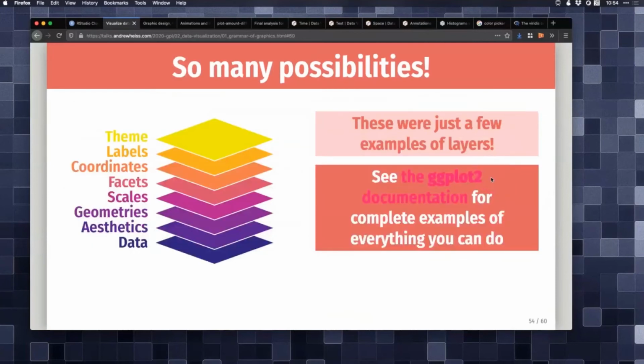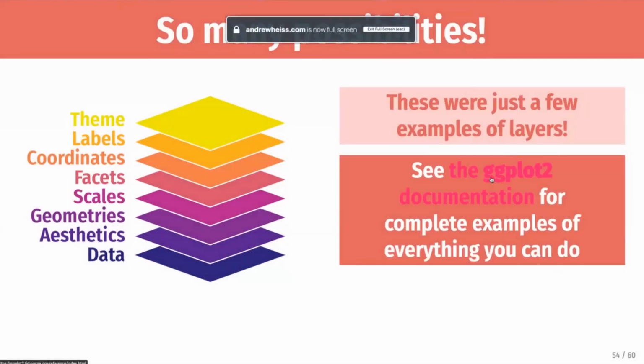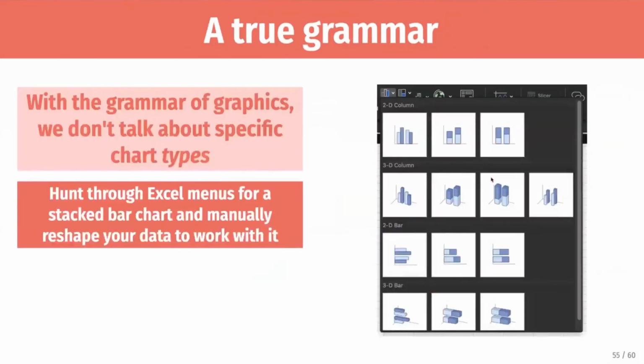So again, that was just a few examples of the different layers that you can do with ggplot. There are a billion different other examples. You just have to look at the documentation and just play with it and figure out different things. And the really important part about this is that it's basically a different way of talking about graphs. I mentioned this at the beginning.